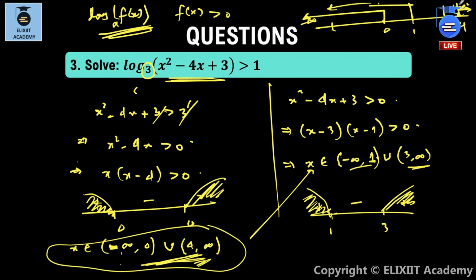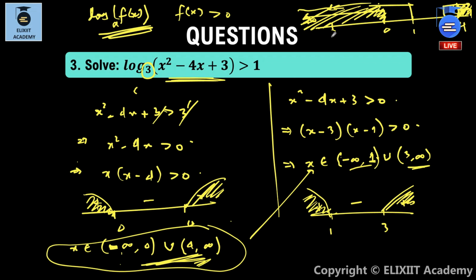So what is the common region? Can you find the common region? Isn't this the common region? This is the common region from the left hand side, and this is the common region from the right hand side. Means minus infinity to 0 is the common region, and 4 to infinity is the common region. You can directly see from here itself.